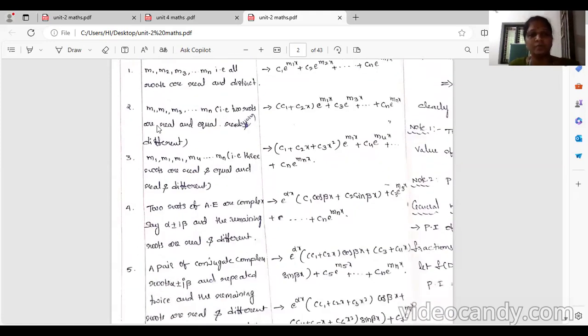Then case 2: here two roots are real and equal, and the remaining roots are different. Means the first root and second root are equal, and the third, fourth and so on up to the nth root are different. Then the particular solution, where two roots are equal: the first two roots give (c1 + c2 x) e^(m1 x), this is the common root with c1 and c2, plus c3 e^(m3 x) for the different roots, plus c4 e^(m4 x) and so on, plus cn e^(mn x).